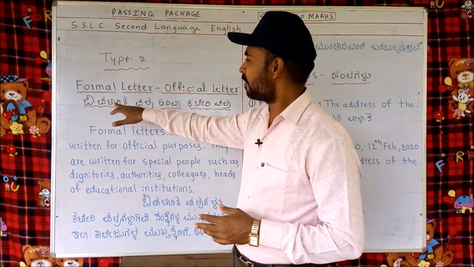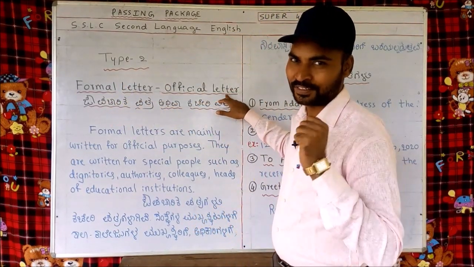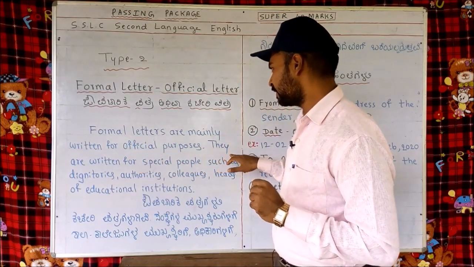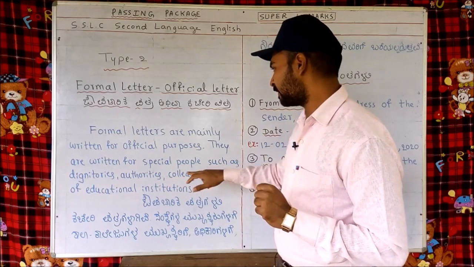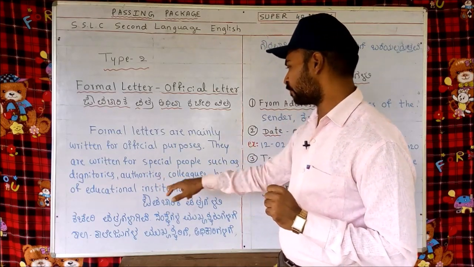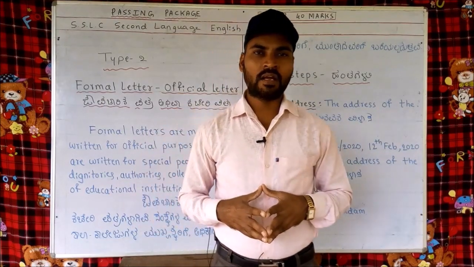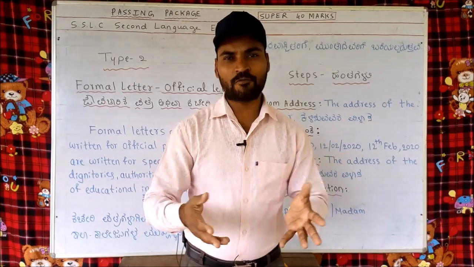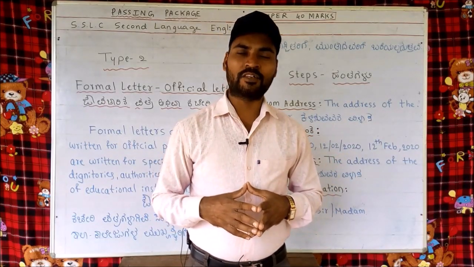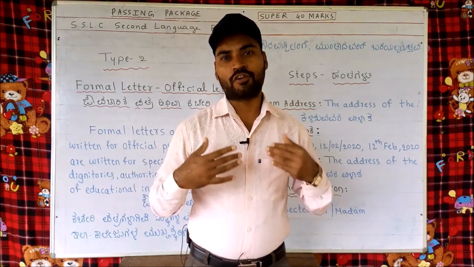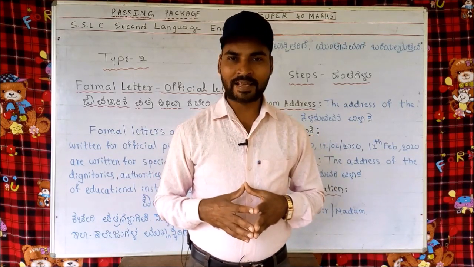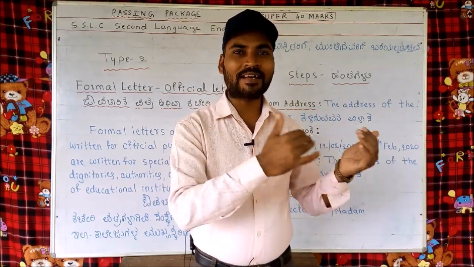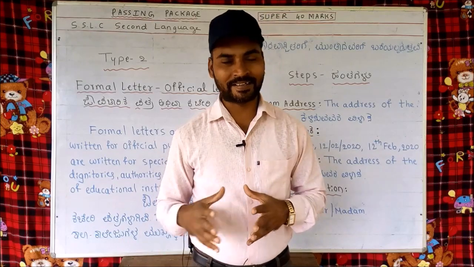Type 2, this is the formal letter. It is also called an official letter. Formal letters are mainly written for official purposes. They are written for special people such as dignitaries, authorities, colleagues, and heads of educational institutions. These formal letters are usually written for our official work. These are written for high level dignitaries, for educational institution heads, and for our colleagues who are above us or who are below us in the ranking.